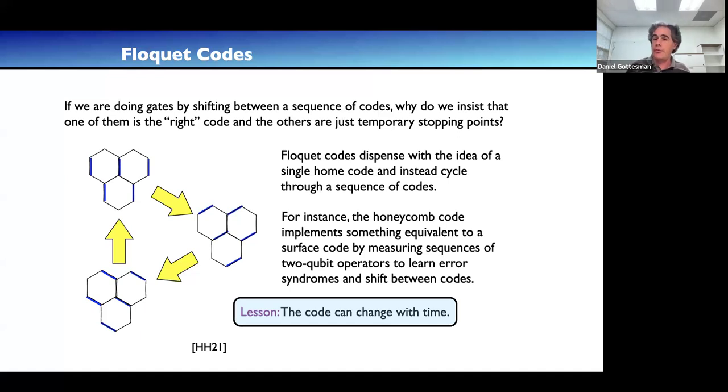And actually, we could go even further than this Floquet code idea. The original Floquet code uses only 3 codes, and it cycles between them regularly. But we could have a much larger sequence of codes, or we could have a sequence of codes that doesn't ever get back to where it started.